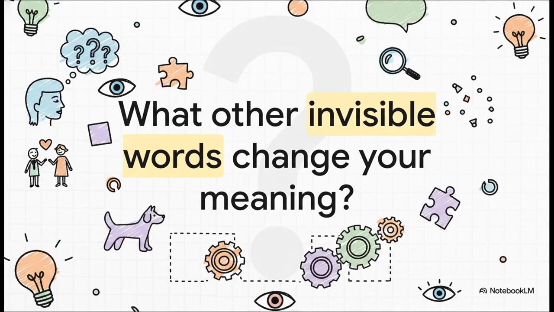But I want to leave you with this somewhat provocative thought. If just one tiny word, like her, can completely alter the reality of your sentence, what other tiny invisible English words are completely changing the meaning of your sentences right now without you even realizing it? Keep looking for those structures, keep using these visual cues, and you'll catch them all.